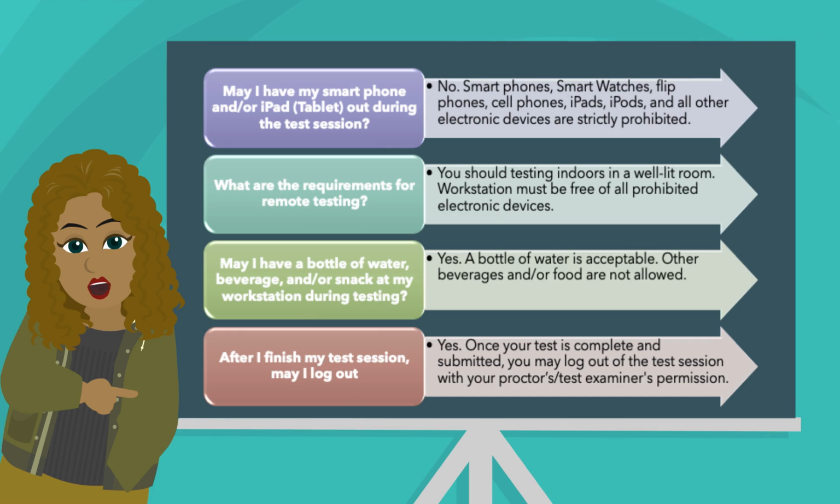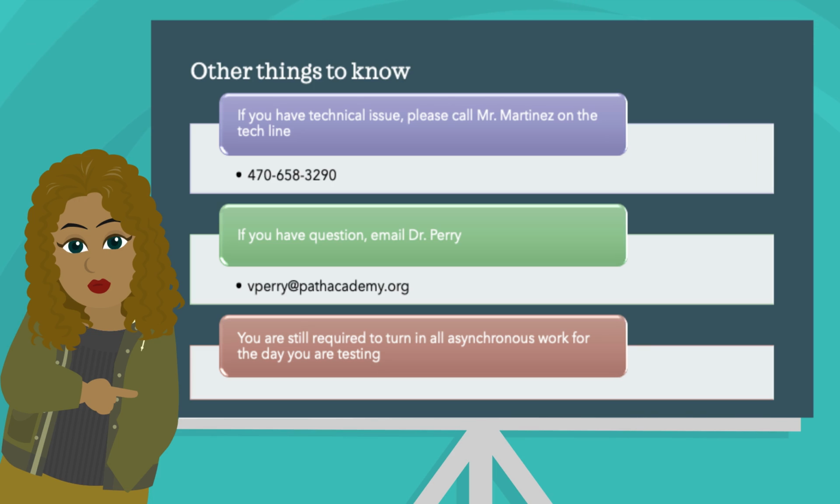Once your test is complete and submitted, you may log out of the test session, but first get your test examiner's permission. If you have a technical issue during the test, please call Mr. Martinez on the tech line. The phone number is 470-658-3290. Write that down now.